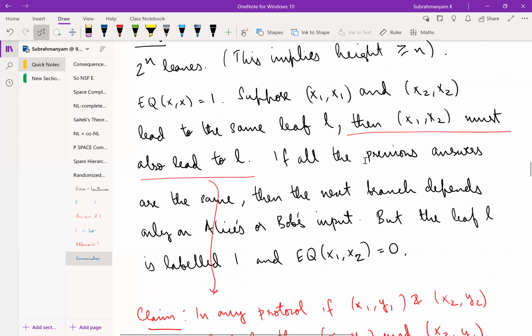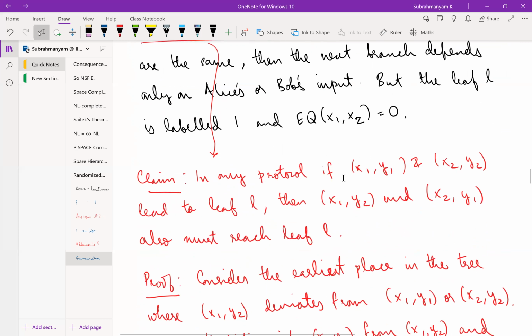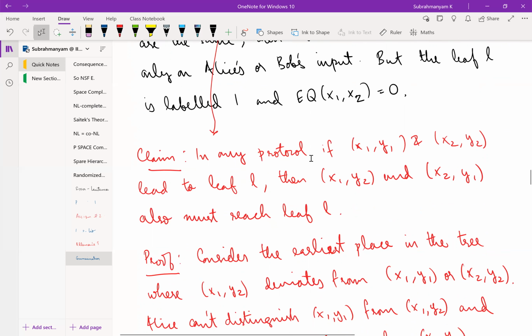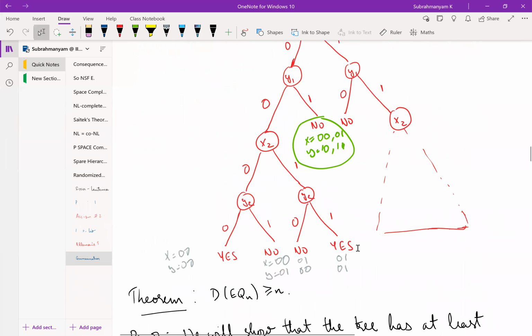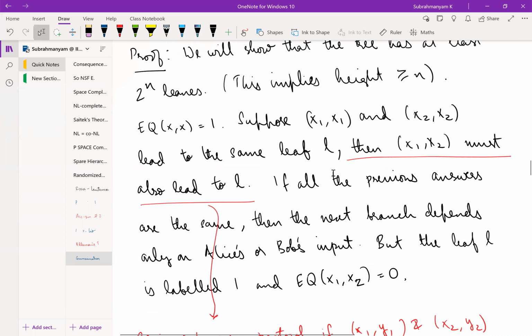Okay. Now let us see a bit more explanation as to why this is the case. This is the same thing restated, a bit more general than what is written here. If in any protocol x1, y1 and x2, y2 go to the same leaf, then x1, y2, basically the x coordinate from here and the y coordinate from there, and likewise x2, y1, must also go to the same leaf. See here, 0 0 1 0 goes to this leaf, 0 1 1 1 also goes to this leaf, but then 0 0 1 1 is also coming to this leaf, and 0 1 1 0 is also coming to the same leaf. So these cross-product kinds of things also come to the same leaf. And that is all this claim is saying.